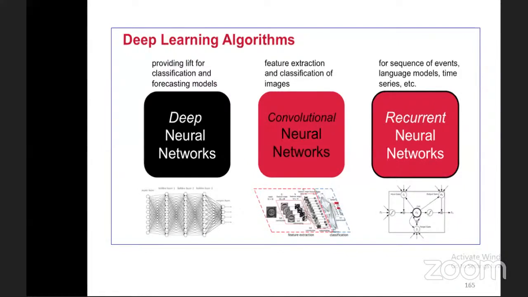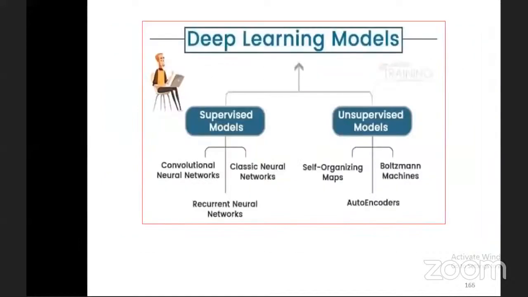DNN stands for Deep Neural Networks, providing lift for classification and forecasting models. CNN is used especially for image classification, feature extraction and classification of images. RNN, recurrent neural networks, we use for sequences of events, language models, time series, etc. Deep learning models are classified as supervised and unsupervised.